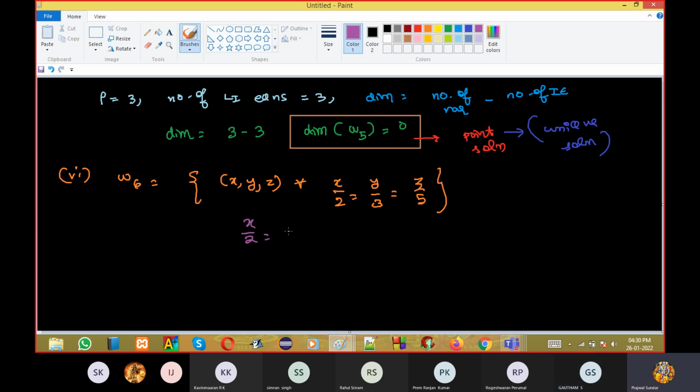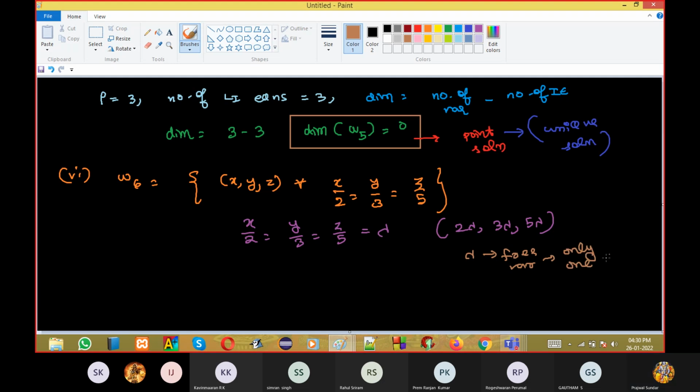What you can do is keep x by 2 equal to y by 3 equal to z by 5 as lambda. So now you're saying 2 lambda, 3 lambda, 5 lambda. If you observe clearly, all of them are slaves, and lambda is the free variable. So only 1, right? So I can say dimension is 1.